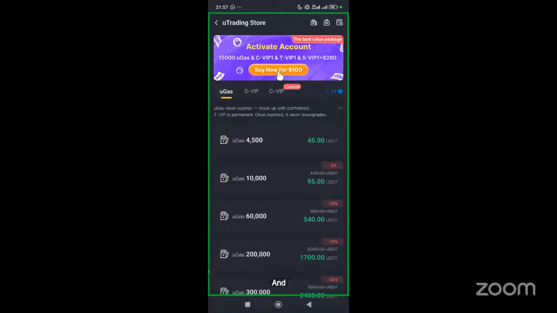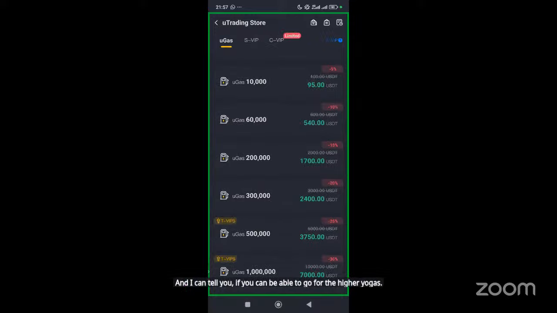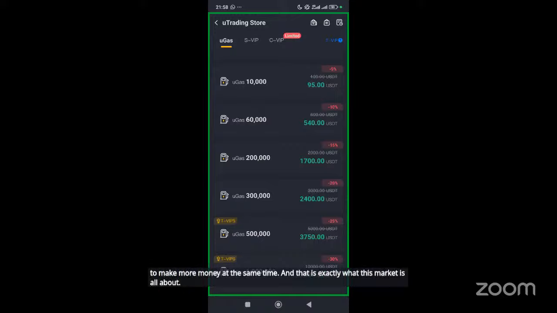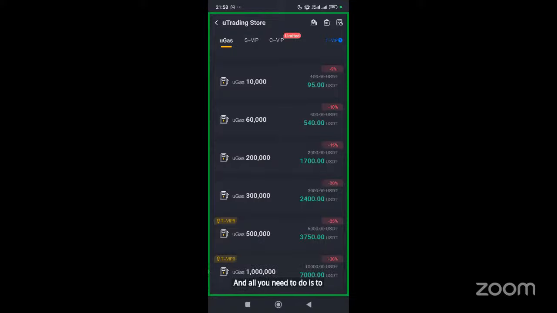And I can tell you, if you go for the higher tiers, you also have a chance to have access to more coins to trade, to make more money at the same time. And that is exactly what this market is all about. All you need to do is to leverage. All you need to do is to take advantage of it.